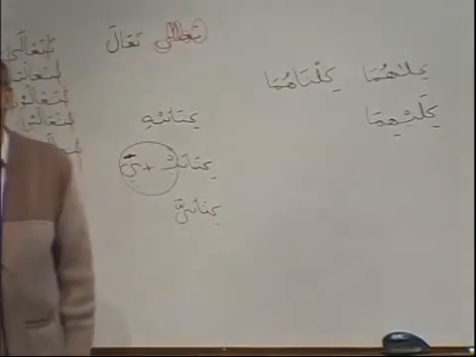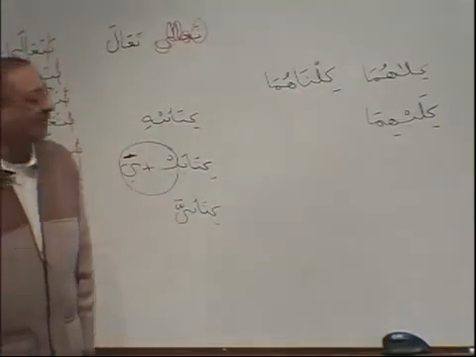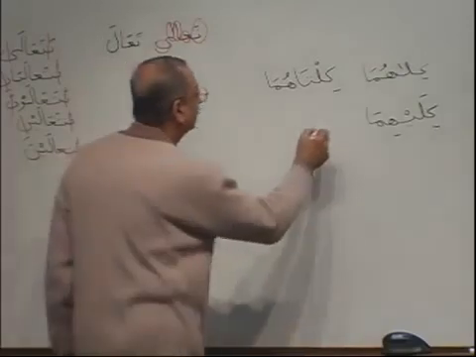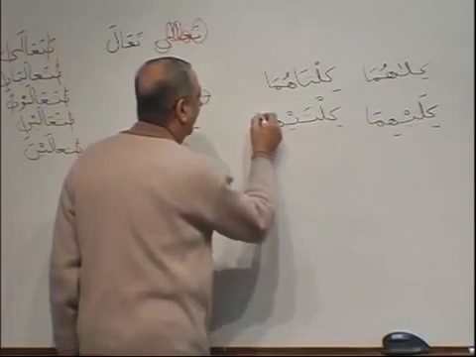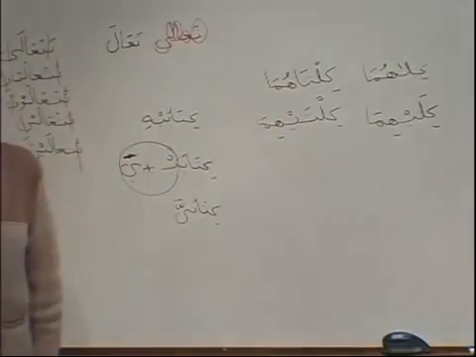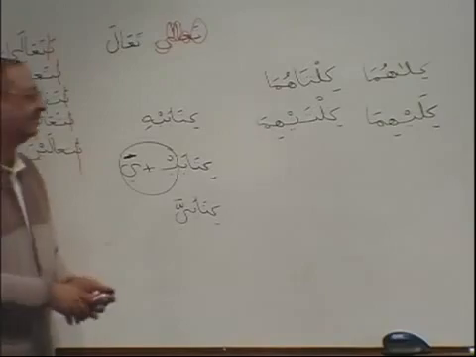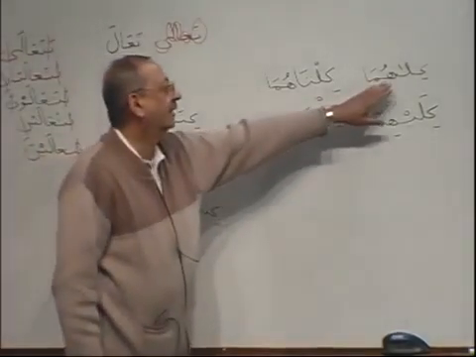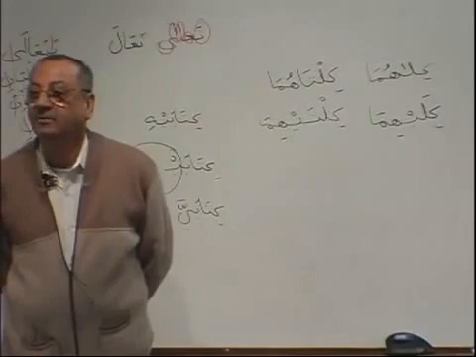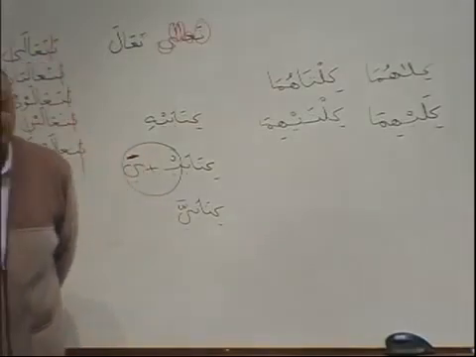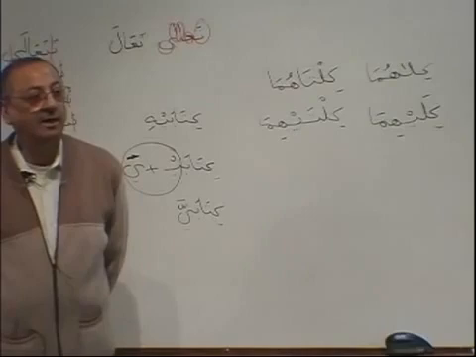What did I say? Kiltahuma. Are you with me? Is it marfu? What is the sign? Alif. Now make it mansub and majrur. Kiltayhima. Are you with me, brothers and sisters? Kiltayhima. Now, brothers and sisters, huma as a damir came. What came after kila? Damir came. So it is mudaf, mudaf ilayhi. It became mudaf, mudaf ilayhi.